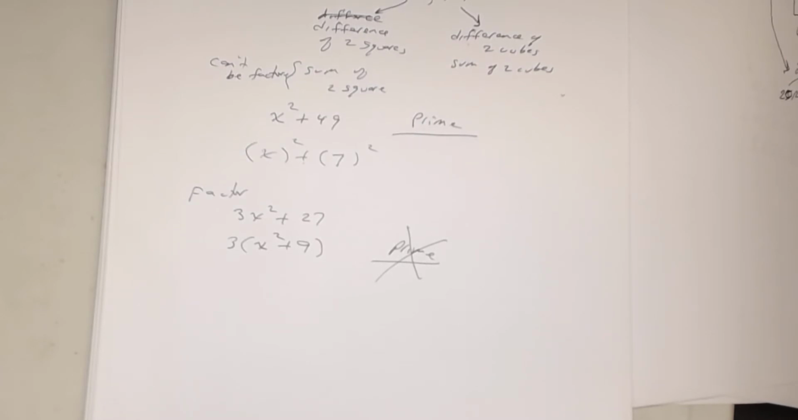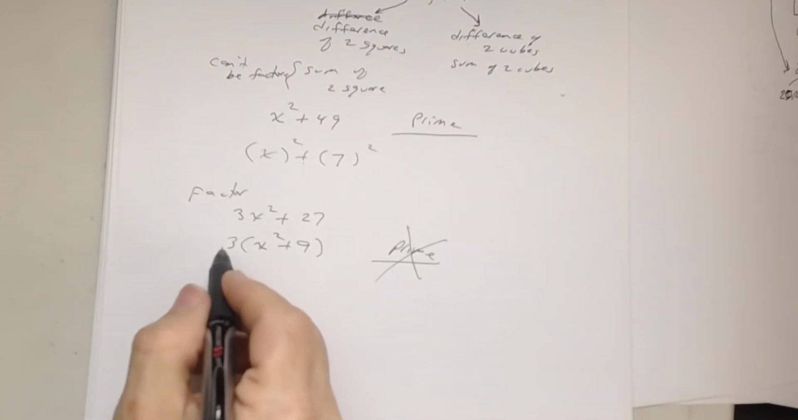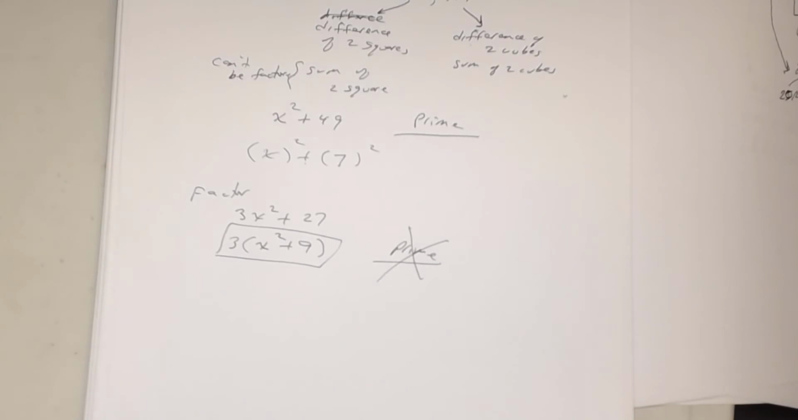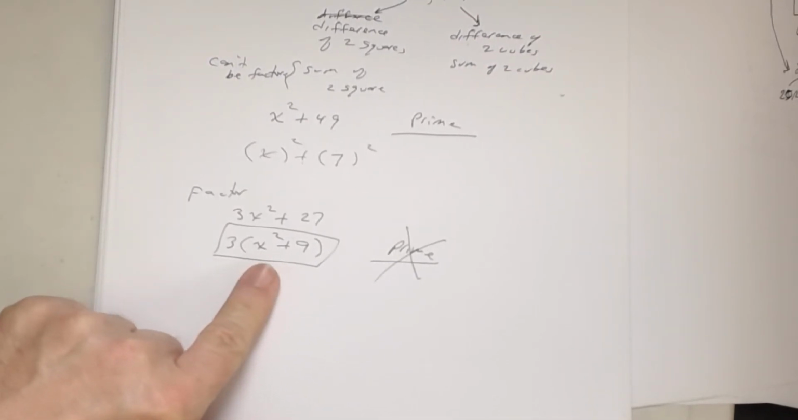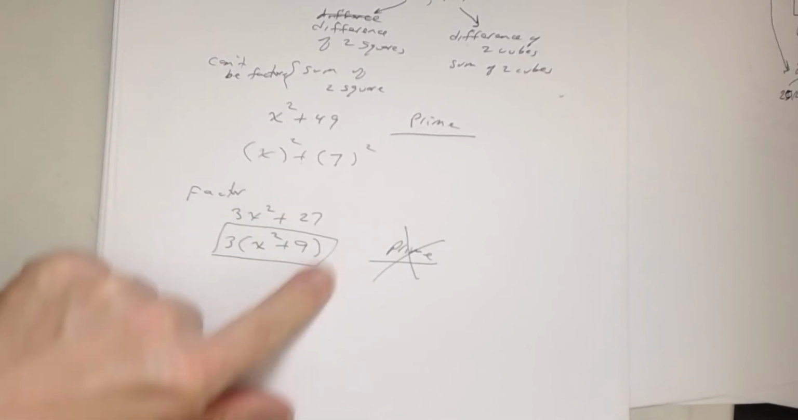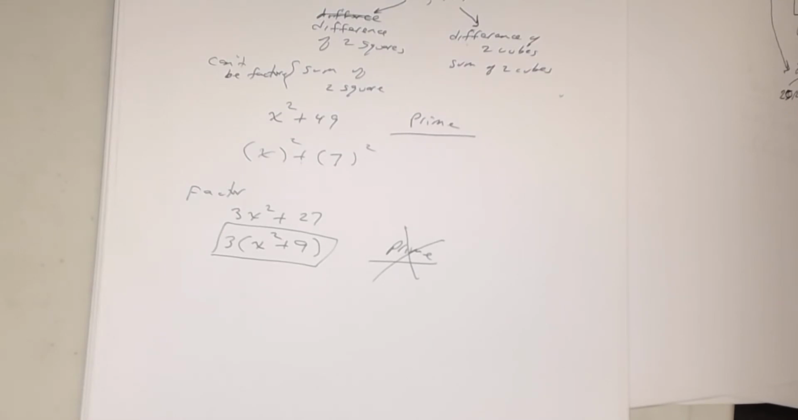Did I factor? Yes. What's the answer? 3 times x squared plus 9. You factored it. Taking out the GCF is factoring as well. But remember, you always ask yourself, all right, I take out the GCF, and then can I do anything else to what's inside that parentheses? And the answer is no, because that's the sum of two squares. So you stop, there's your answer. Remember, factoring just means to write a product of factors, and those factors are prime.